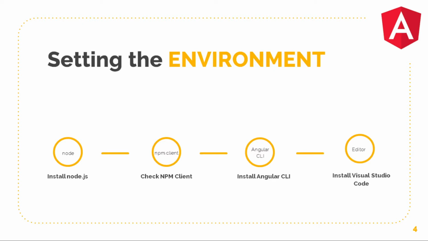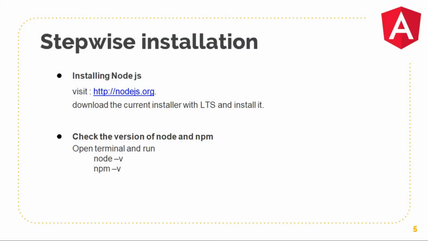So let us now see how to install all this software. The first and foremost step is to install Node.js on your system. To download the Node.js installer, you need to visit nodejs.org and download the current LTS installer. After downloading and installing it on your system, you will get the current version of Node. And to check that, you are going to fire the command node -v.